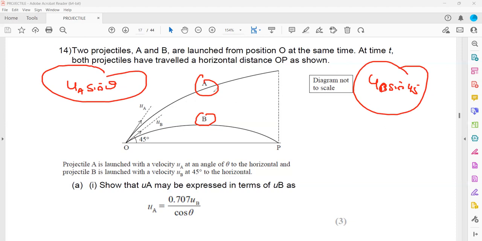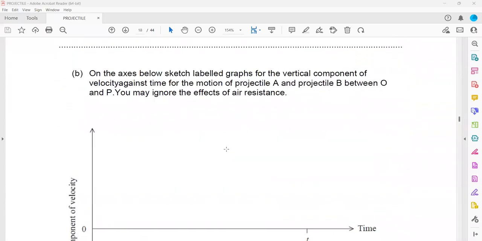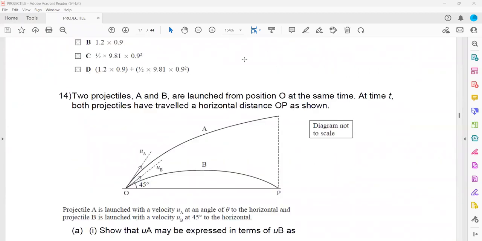So whenever a projectile is launched, the vertical component initially, when it is going up, will decrease, and then when it is coming down, it increases. So for B, what happened? Till the halfway point, the vertical component will decrease. Initially it is maximum, then it starts to decrease, and then when it is coming down again it will increase, but in the opposite direction. What will happen for A? It is rising. Its vertical component will decrease, but it will not be zero, because it is still rising.